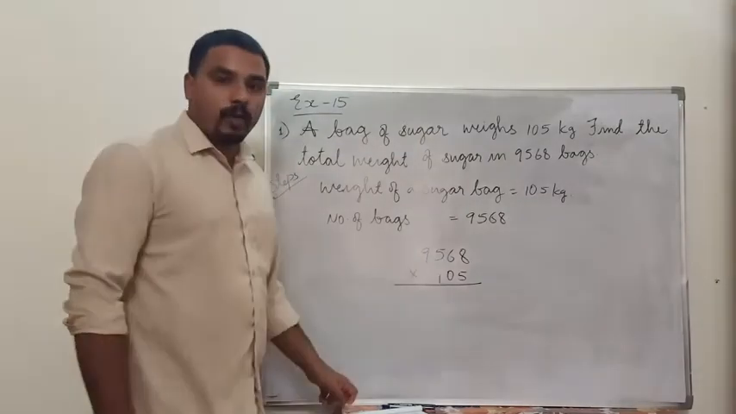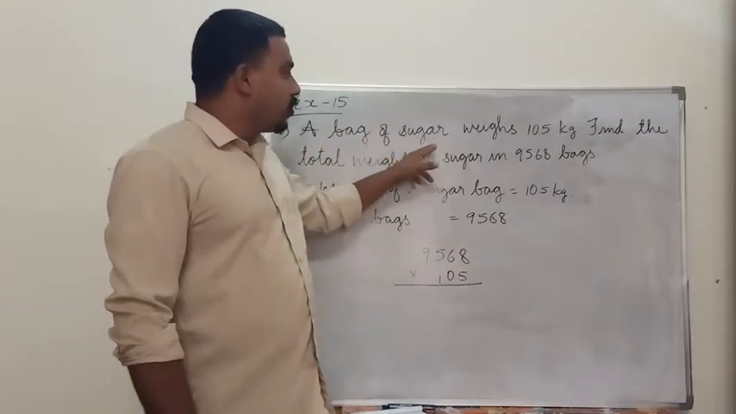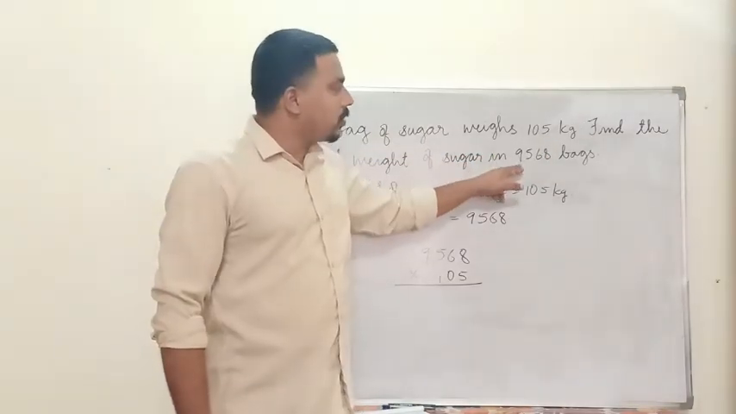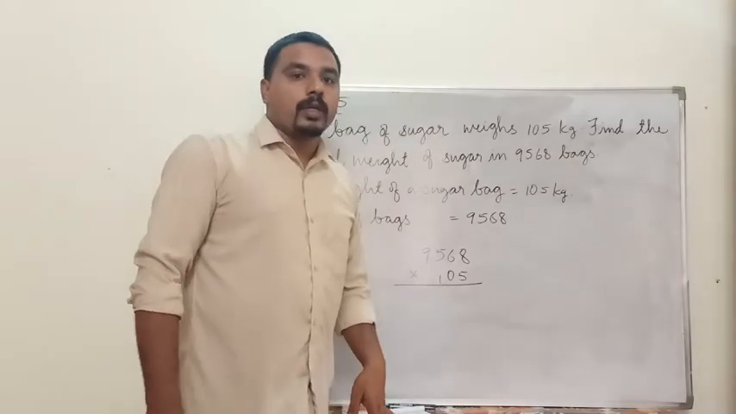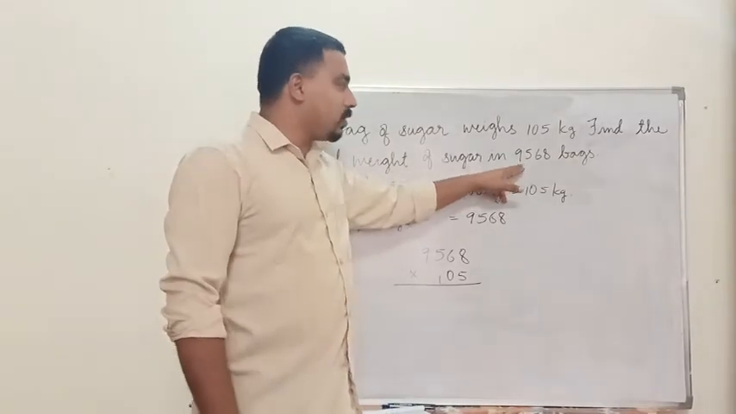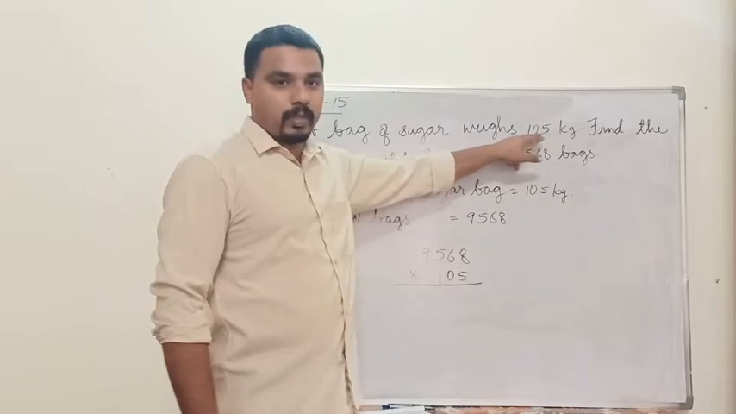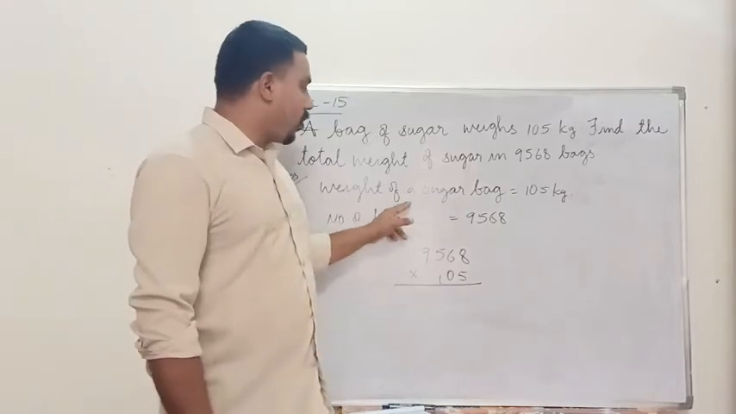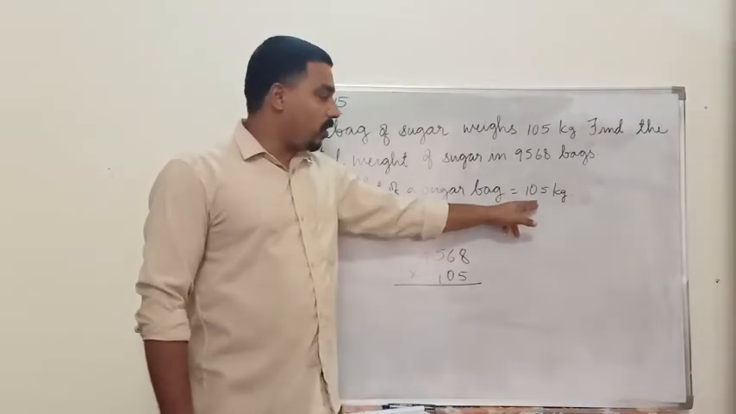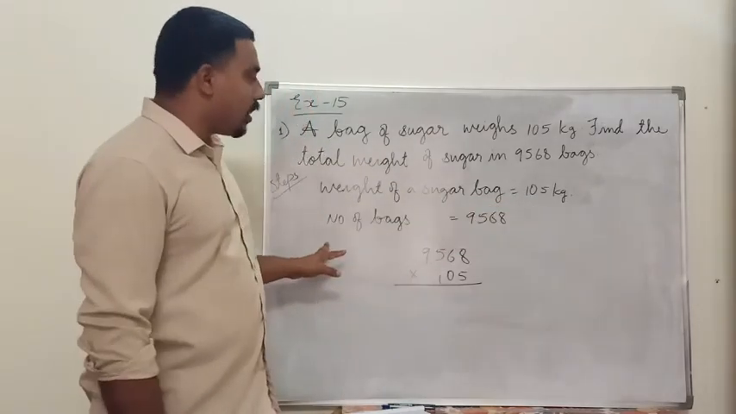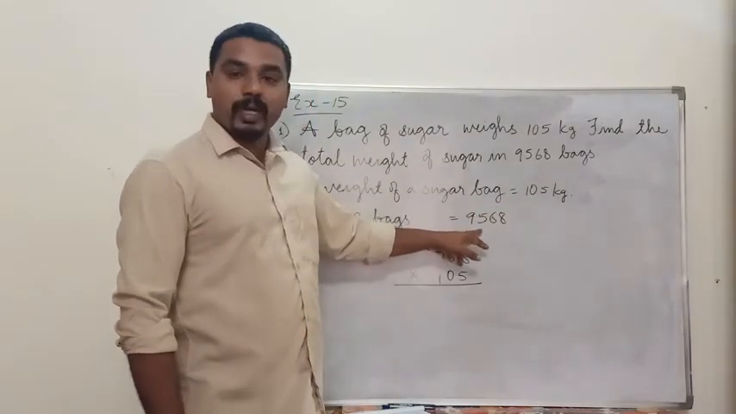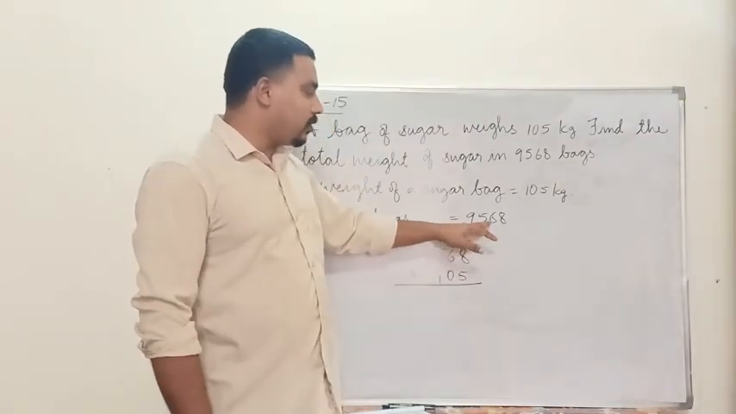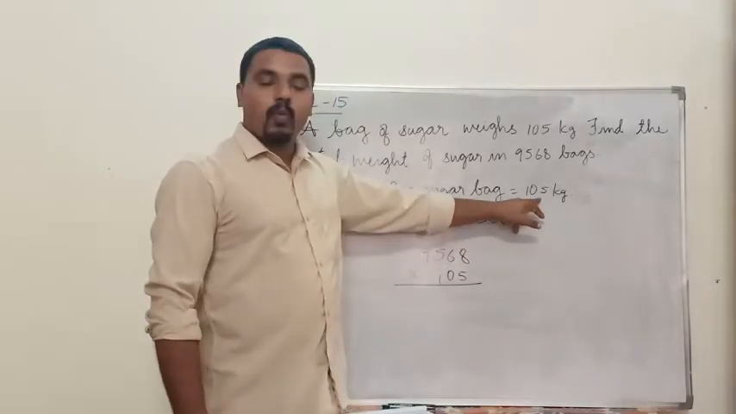Exercise 15, word problems. A bag of sugar weighs 105 kilogram. Find the total weight of sugar in 9,568 bags. So here we have to multiply this 4 digit by 3 digit number. Okay. So first we have to write the steps. Weight of a sugar bag, how much? 105 kilogram. Number of bags, how many bags are there? 9,568 bags are there. So we have to multiply 9,568 by 105.